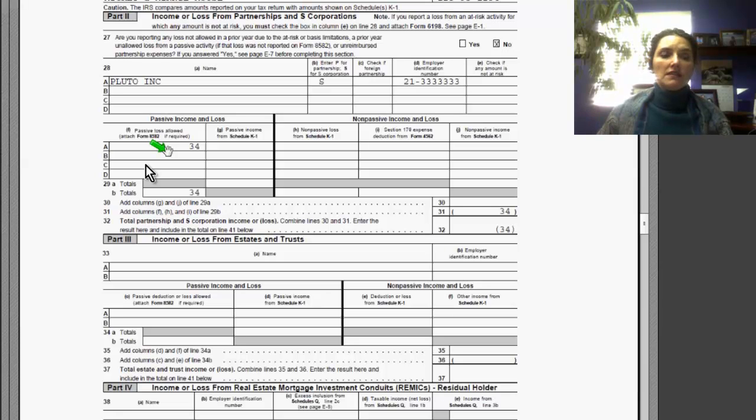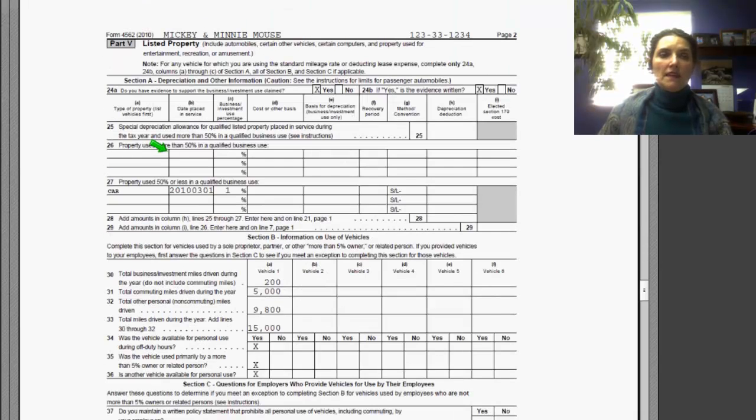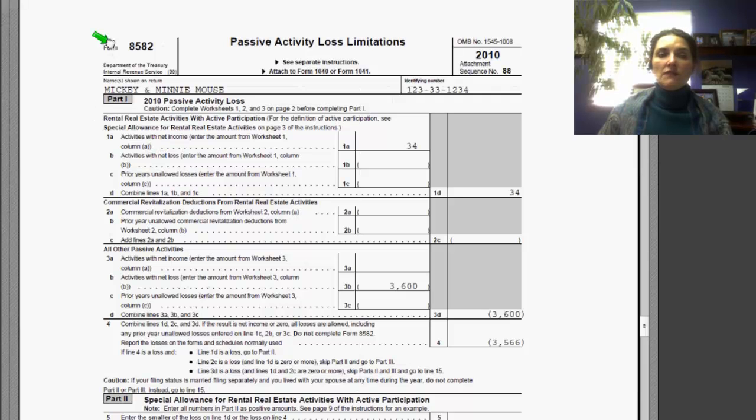No loss is allowed. We also have, obviously, a remaining unallowed loss that's going to carry forward to 2011, so we need to complete a form for that. And the form we complete is Form 8582. On Form 8582, we show the loss that's going to be allowed for the year, the total loss that occurred for the year, and the difference between $3,600 and $34 is the carry forward to 2011.